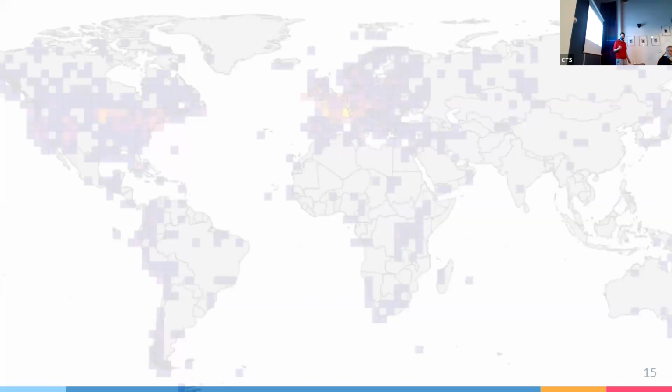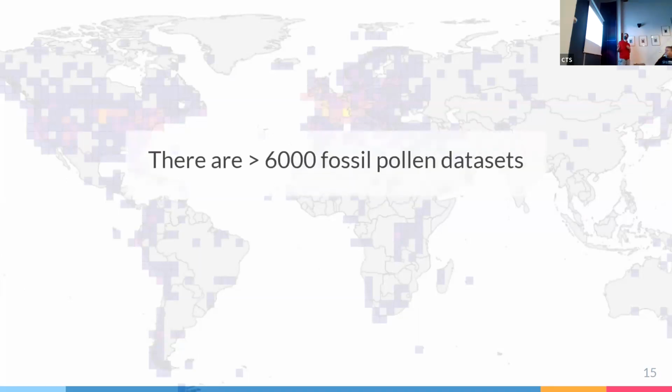And the people who drill the cores, count the pollen and then assign them to different taxa are nowadays very, very helpful, because they share it to open access databases. The biggest one is Neotoma. And Neotoma currently has over 6,000 individual fossil pollen data sets, meaning there are over 6,000 cores which someone actually looked into, drilled, counted, etc.